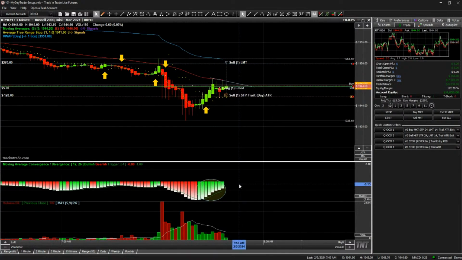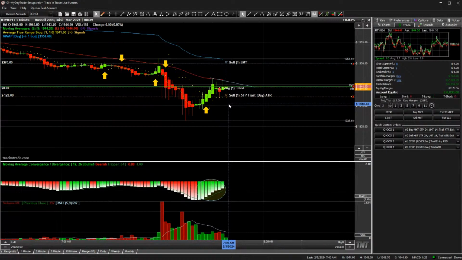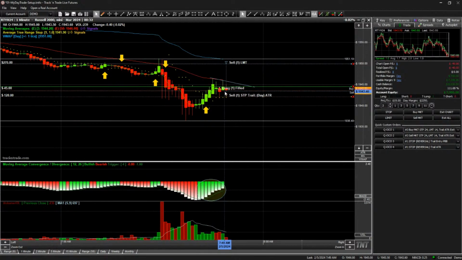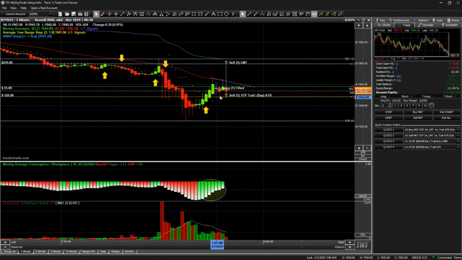Oh, it's already trailing on the ATR. The ATR set at 1 and 1. This thing's dying on us. I don't like it. I probably just want to get out. If it breaks lows, it's not going to go.